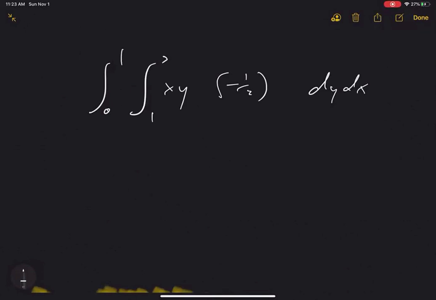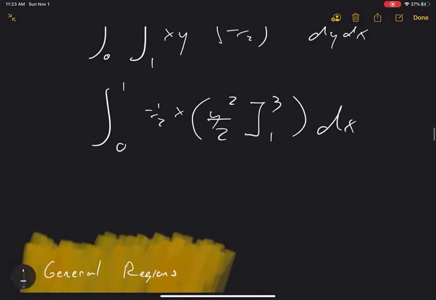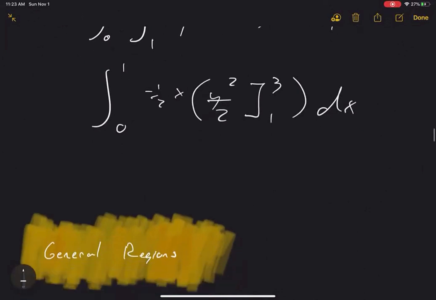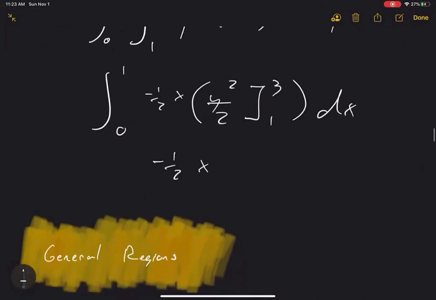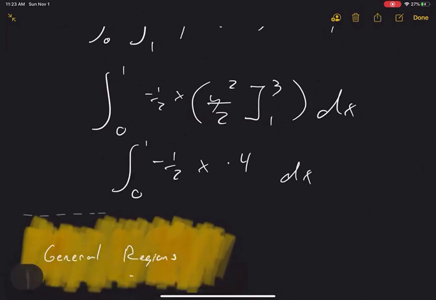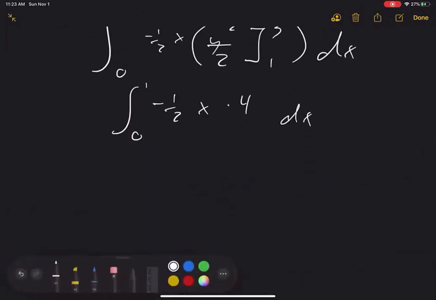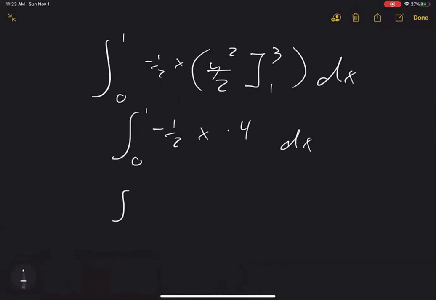Next, I integrate in terms of y. So I get -1/2 y squared over 2. And now I'm evaluating from 1 to 3. Okay, what do I get? I get 9 over 2 minus 1 over 2. That gives me 8 over 2, which is 4. All right. Simplify that. I pull out the constants.